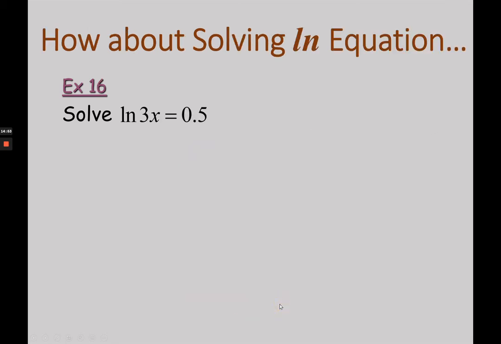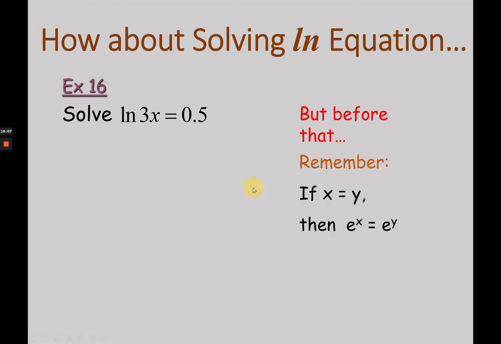Let's proceed. Now, how about solving a natural logarithm equation? Look at your problem. Solve ln of 3x is equal to 0.5. Before that, remember, if x is equal to y, we could actually make x and y exponents of any variable, but since we're dealing with natural logarithm and base e, we can use e as the same base. That is the reverse of the logarithm.